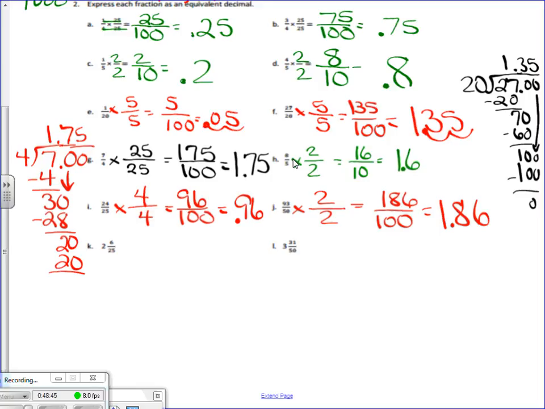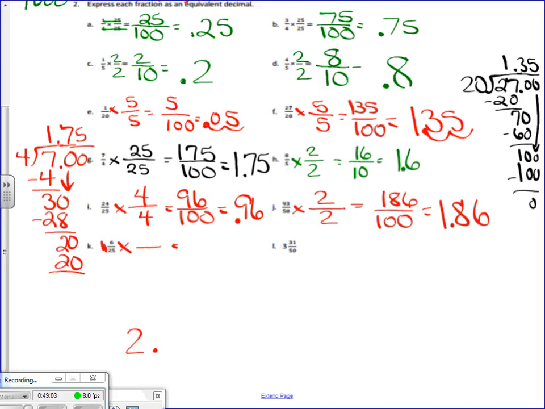Okay, so 2 and 6 25ths. You don't have to worry about the 2. I might just go ahead and pull it down here for 2 and. Because all I need to worry about now is 6 25ths.